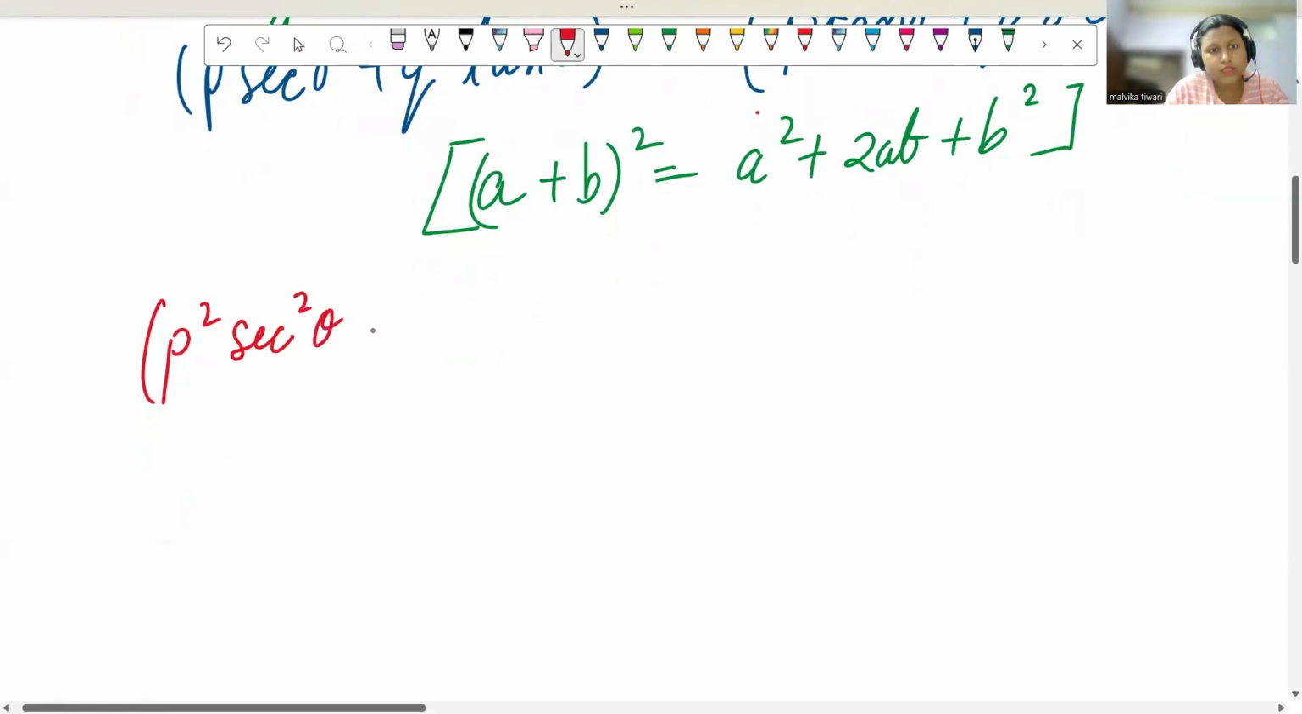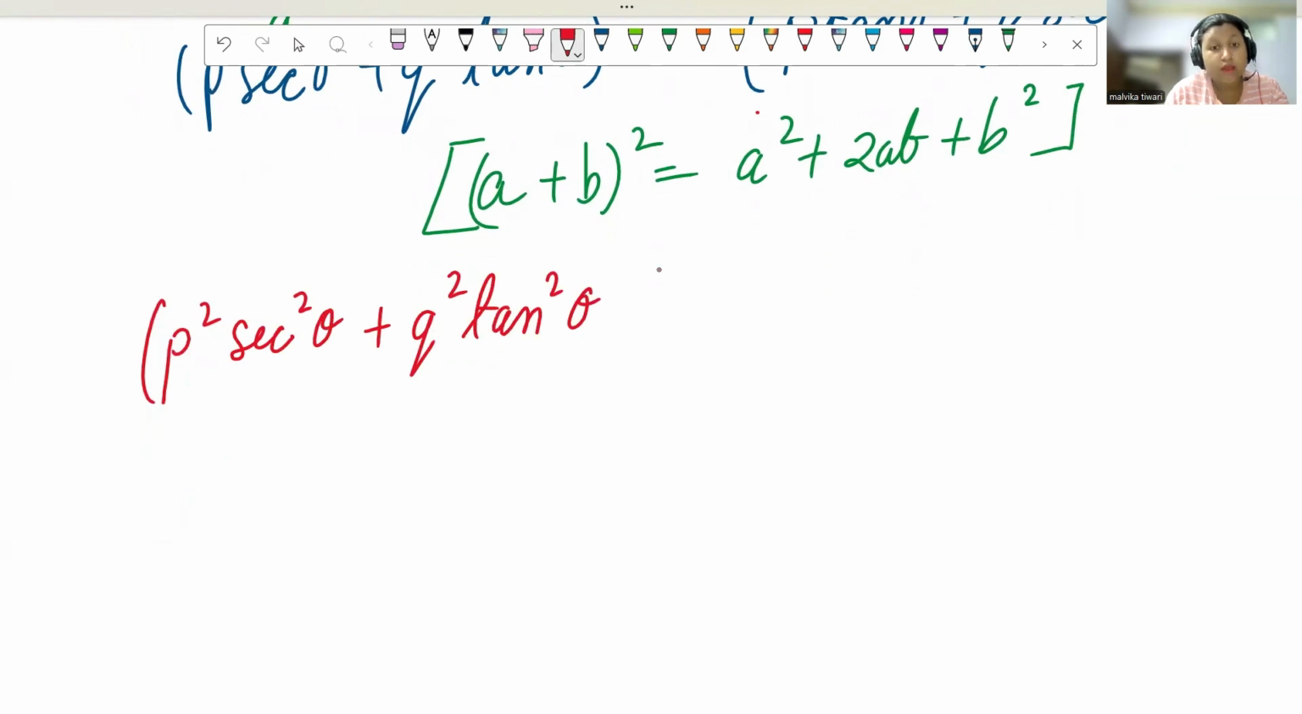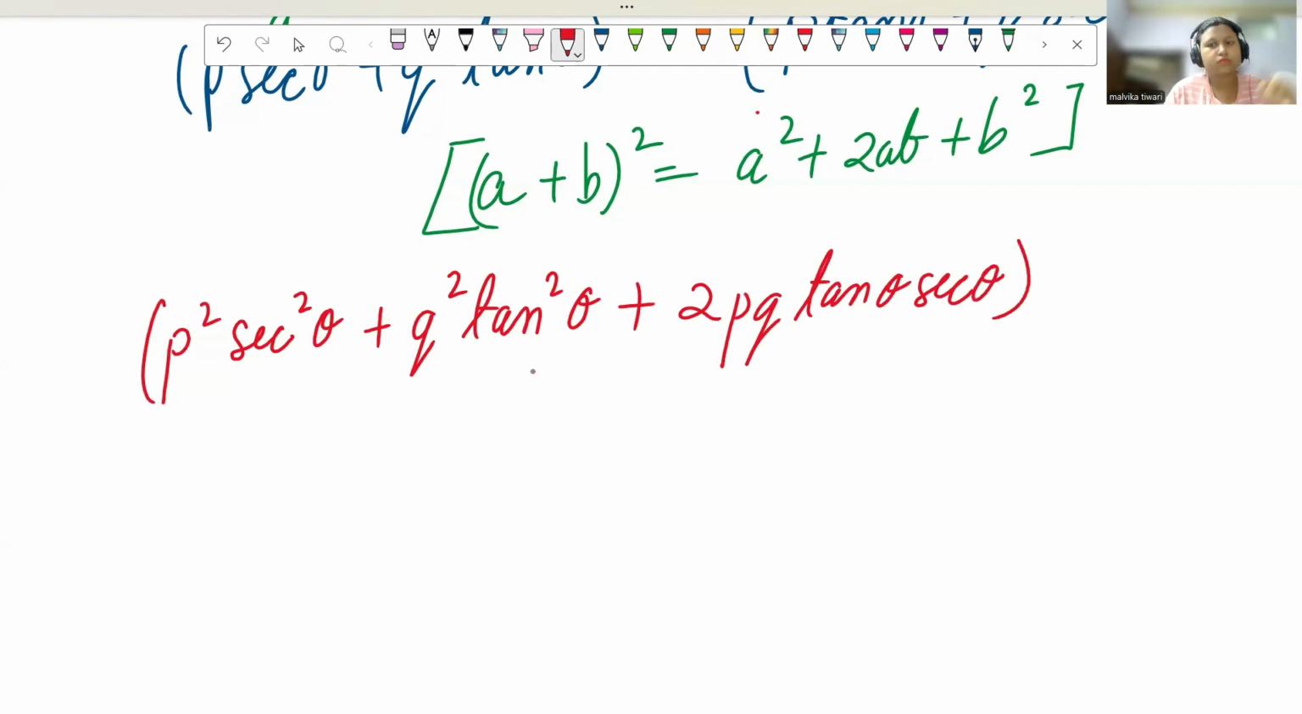Sec square theta plus q square tan square theta. So here we have to be very, very careful. We are squaring the ratios. That means sec square theta. We are not squaring the angles. So the theta will not be squared. Angles are still the same. Only the value of the ratio is getting squared. Plus 2pq tan theta sec theta.